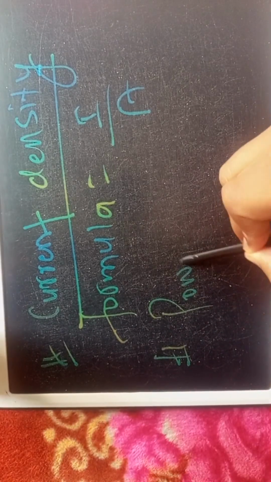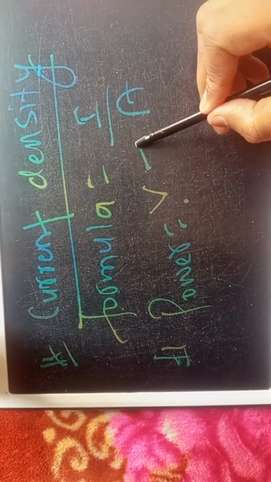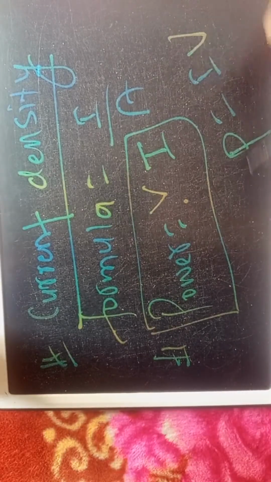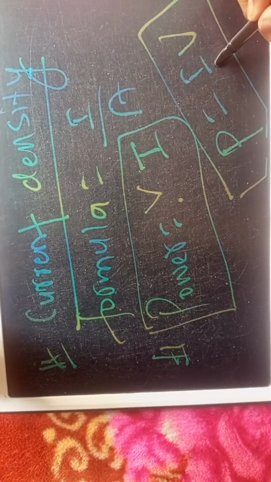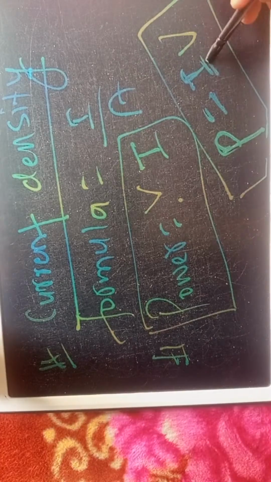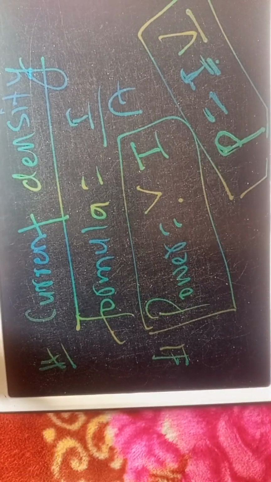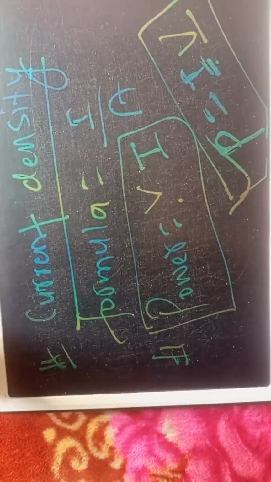Power. Power is V into I, P is equal to I V. So power is equal to I into V. If you have to find power, you do I into V. If you want to find I, then you have to divide. If you want to find V, again you divide. So these are the rules. P is equal to I V. Current density is I by A. You have to read all the formulas and apply them.